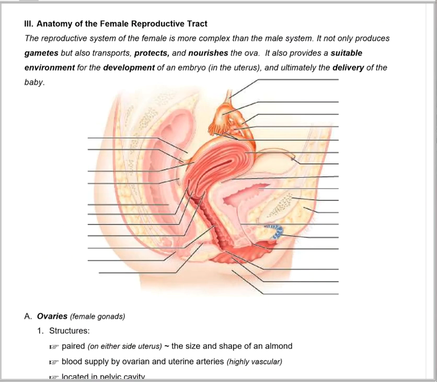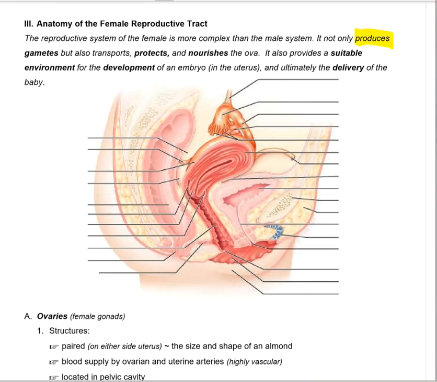Now, the reproductive system for the female is a lot more complex because it does multiple things, where the male reproductive system is basically to produce sperm and release those sperm. The female reproductive tract not only produces gametes, so ova, but it also transports, protects, and nourishes them. It provides a suitable environment for the development of an embryo inside the uterus, and it also delivers the baby. So many different things.